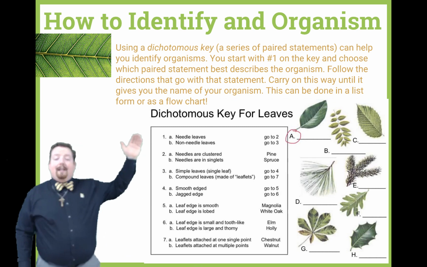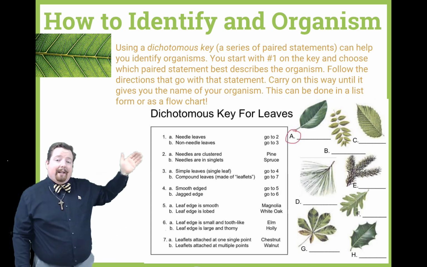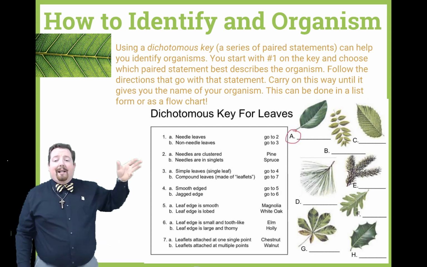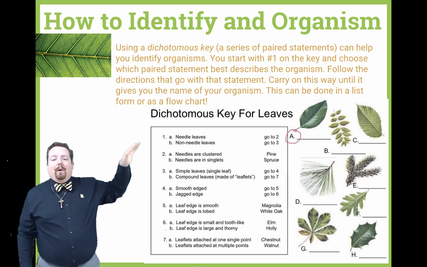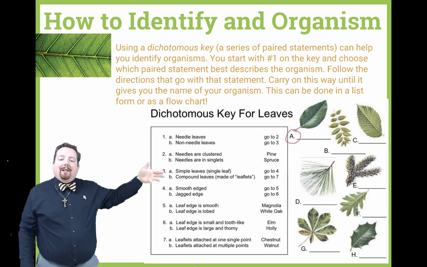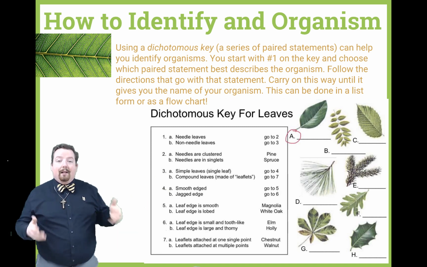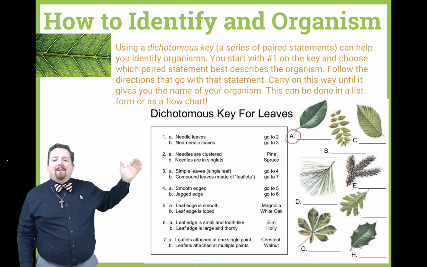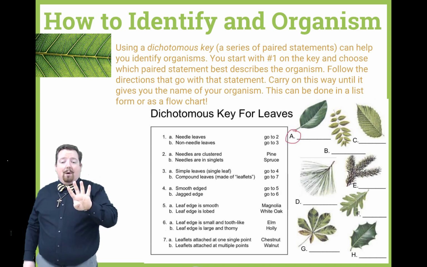So say we're looking at leaf A here. We start with number 1. Does it have needle leaves or non-needle leaves? I don't see any needles on that leaf, so it says to go to step 3. We go down to step 3. Is it a simple leaf, which is just a single leaf, or is it compound leaves, which are made of little leaflets? I would call that a simple leaf. So now it says to go to step 4.